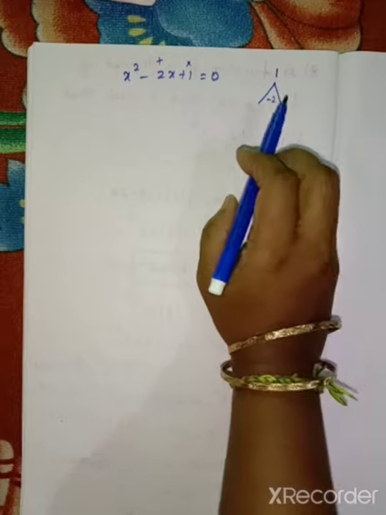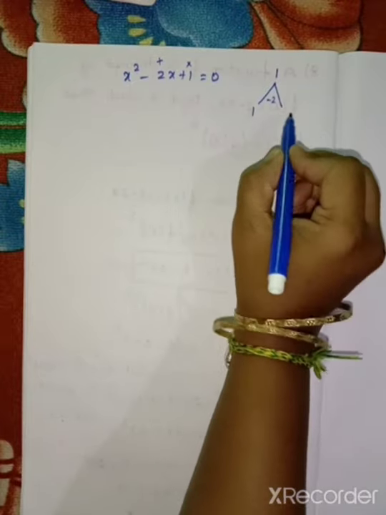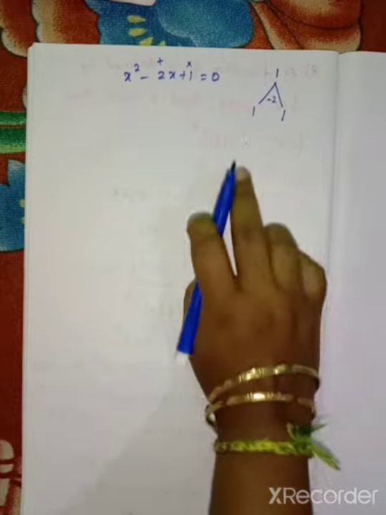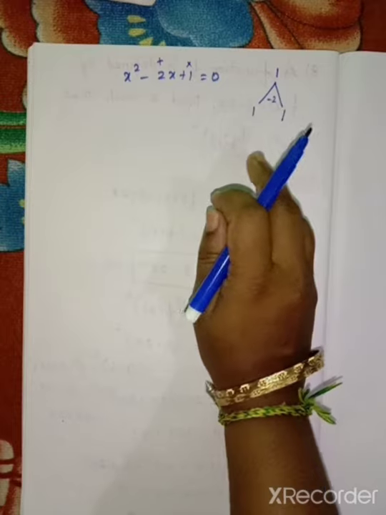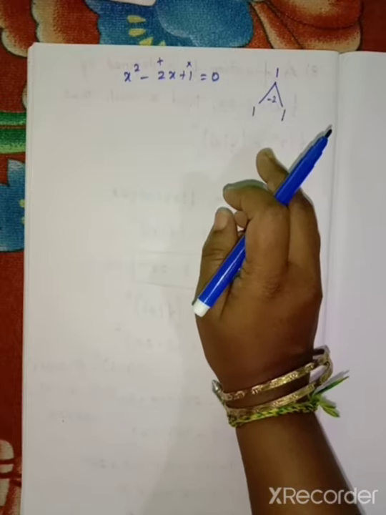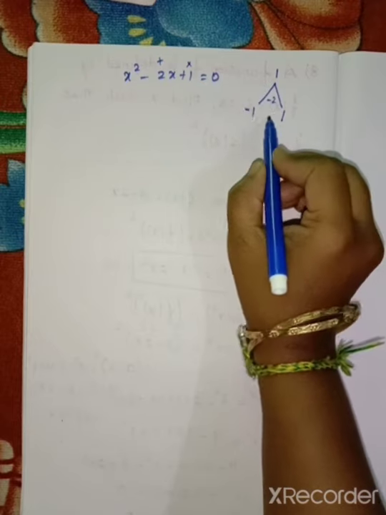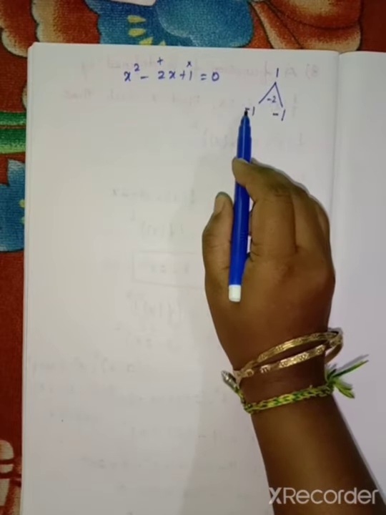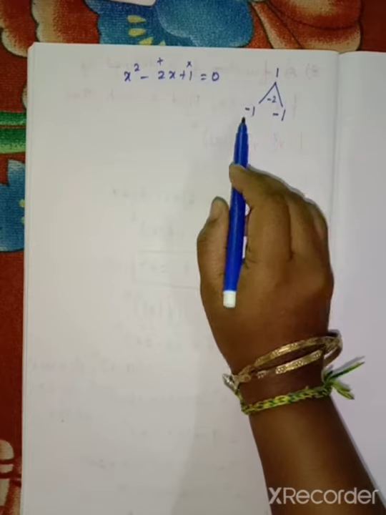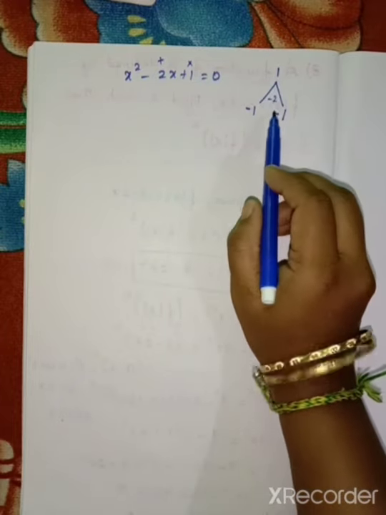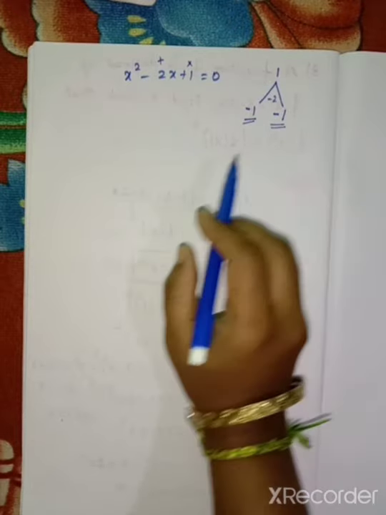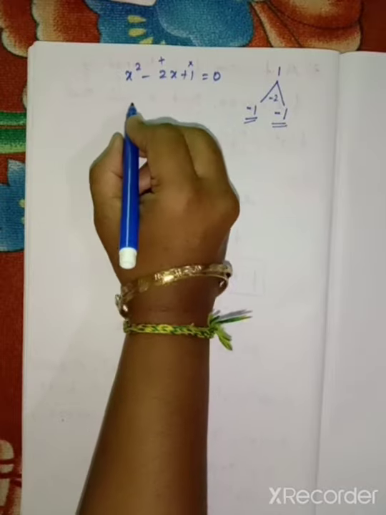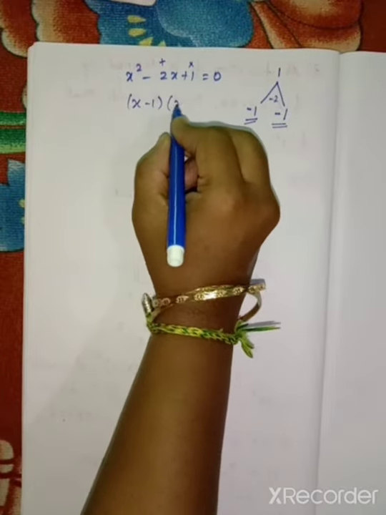So 1 means we want 1 into 1 we get 1. So if you write 1 into 1 means we get same positive 1. Here we have a minus 2. If you add means we get plus 2 alone, but we want minus 2. So if you write both the signs are minus means, now check this, minus into minus plus 1 into 1 we get plus 1. Then if you add means we get what? Minus 2. So the factorization is x minus 1, because here x squared is there, so x minus 1 into x minus 1 equal to 0.